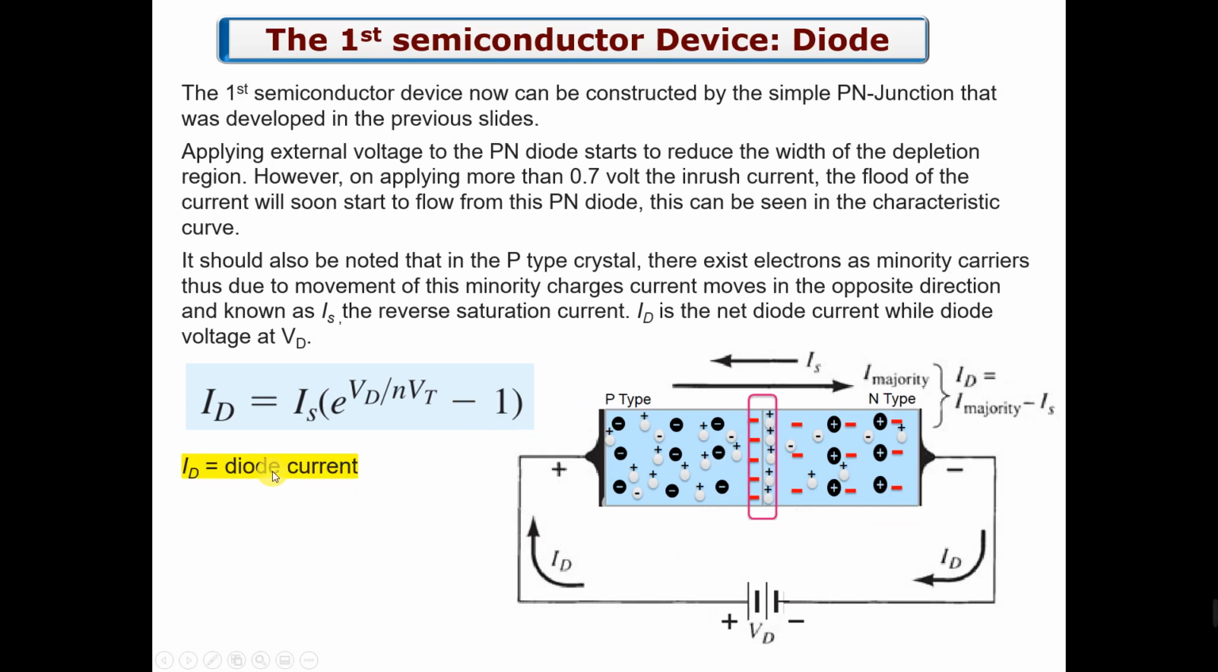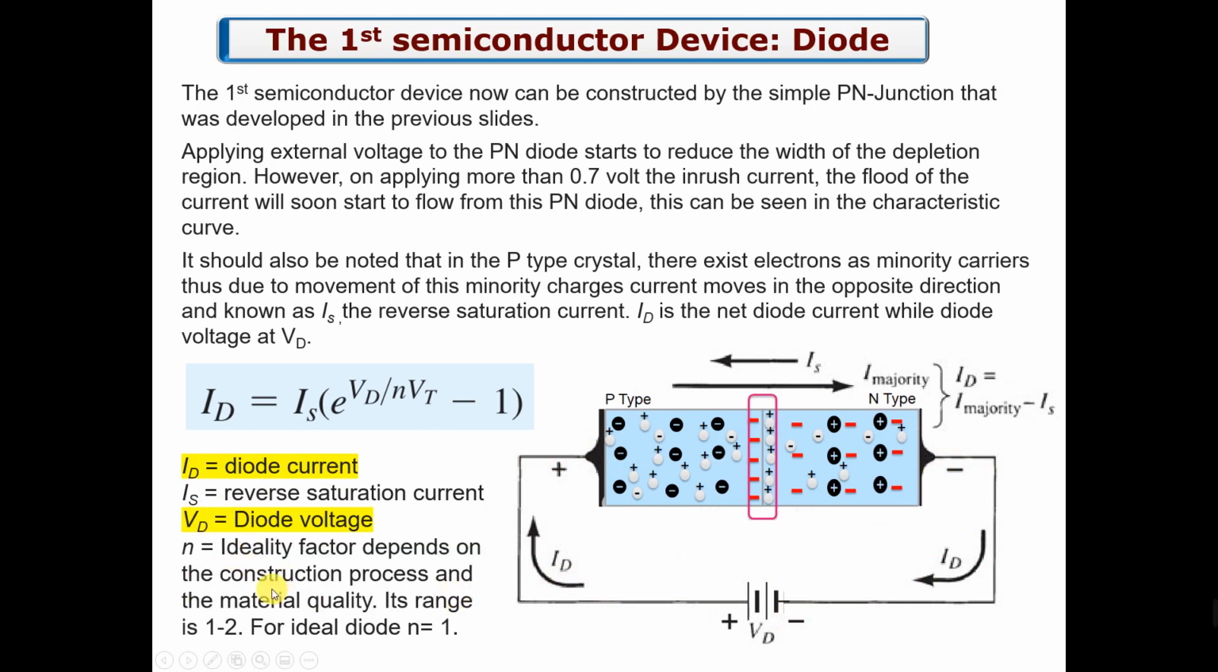Here, ID is the diode current, as I have shown, and IS is the reverse saturation current. Remember, the reverse saturation current is due to the flow of the minority charges. VD is the diode voltage at this point, and in this case this point is directly connected to VD, so the diode voltage is also VD.